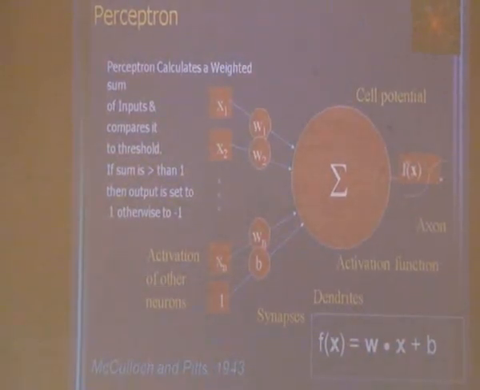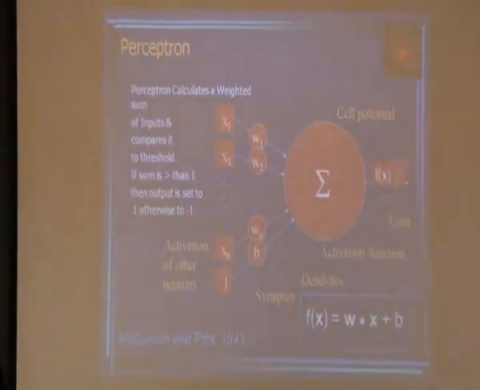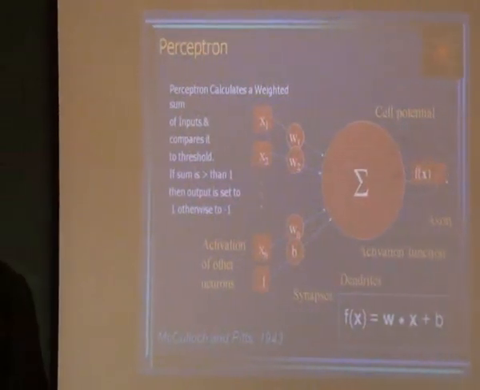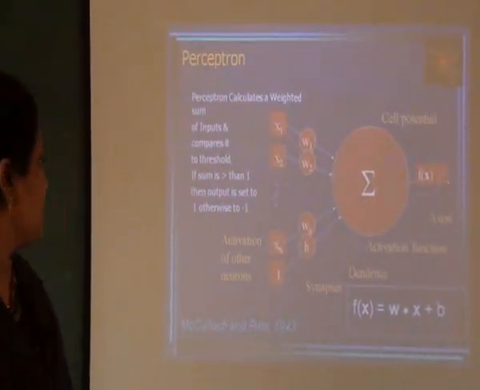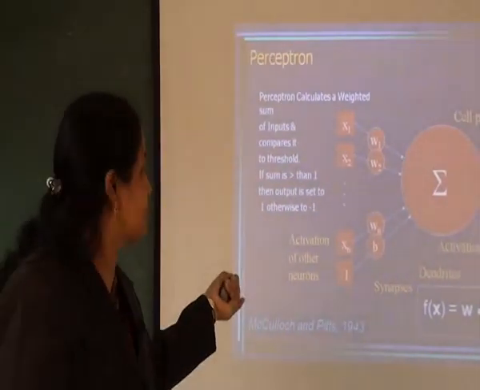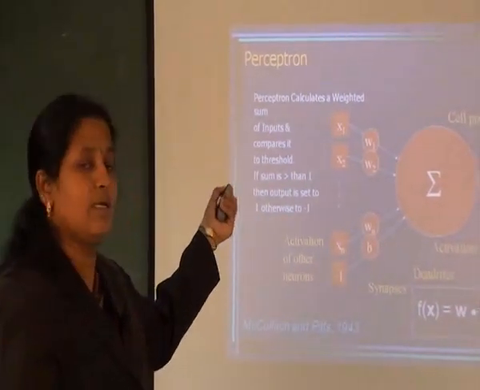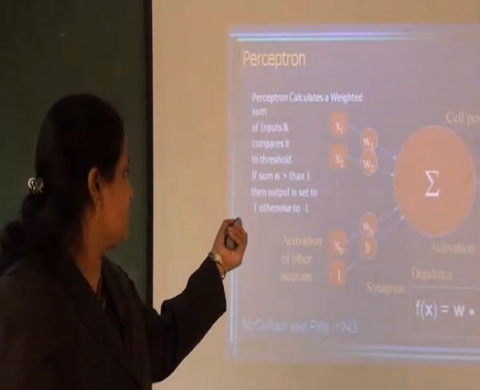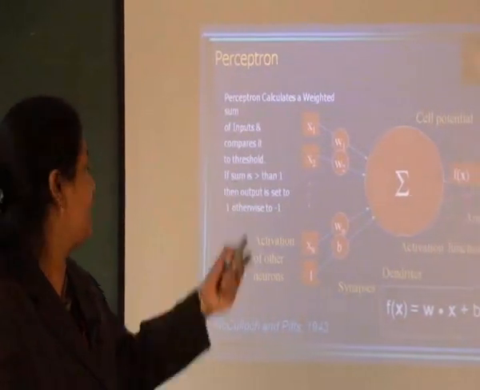So the perceptron calculates the weighted sum of inputs and compares it to its threshold. If the sum is greater than the threshold, the output is set to 1. Otherwise, the output is set to -1 or 0. Look at this diagram. Here x1, x2, xn are the inputs. Each input is weighted. W1, W2, Wn are the weights of those links.